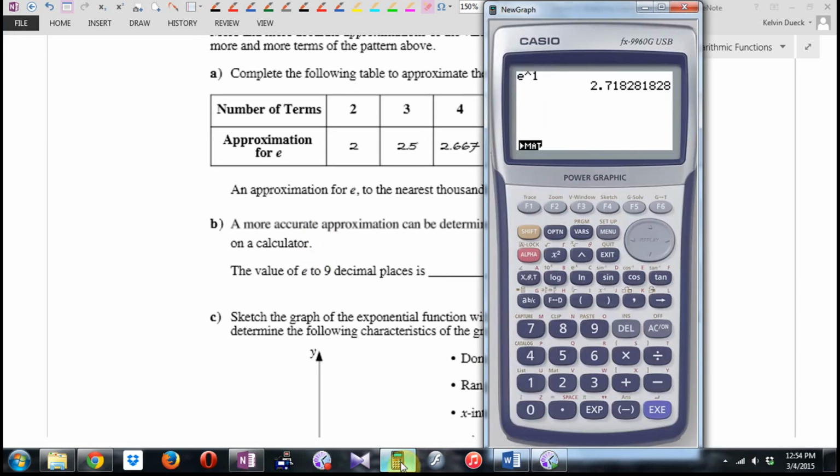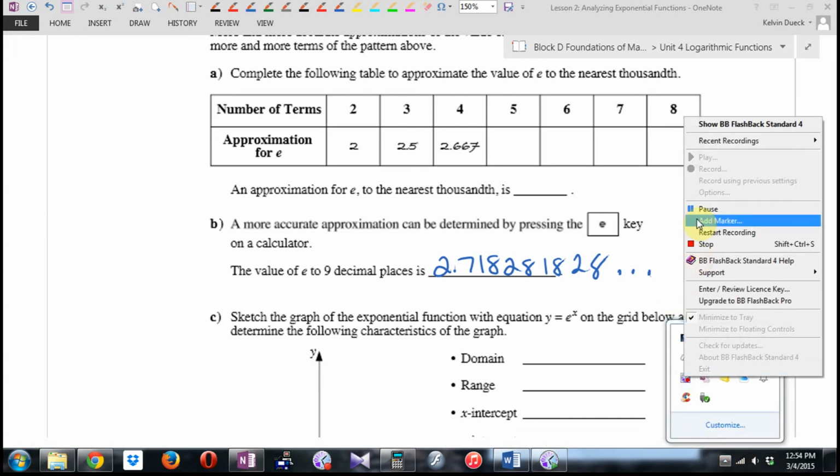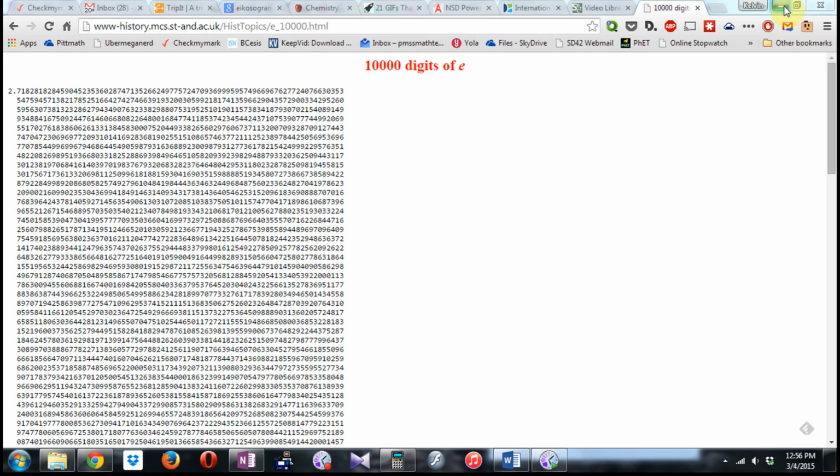The value of E to 9 decimal places is 2.718281828, but it doesn't repeat. There's 10,000 digits of E. You could do a search for 1 billion digits of E. You'd probably find it somewhere.